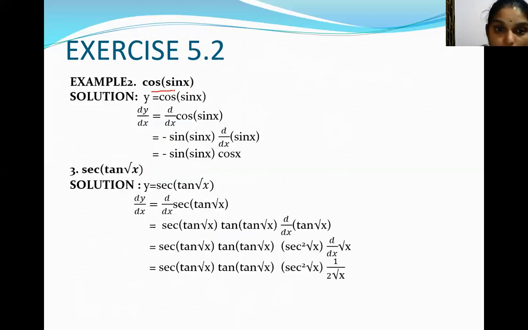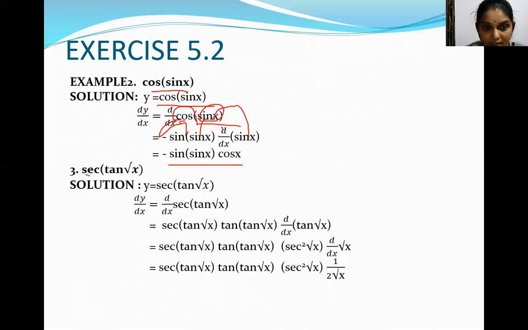Second example, cos operating on sin x. y is equal to cos of sin x. d by dx of cos of sin x means the derivative will be minus sin of, whatever sin x is there you keep as it is, into d by dx of that innermost function, d by dx of sin x. Thus, minus sin of sin x into cos x.